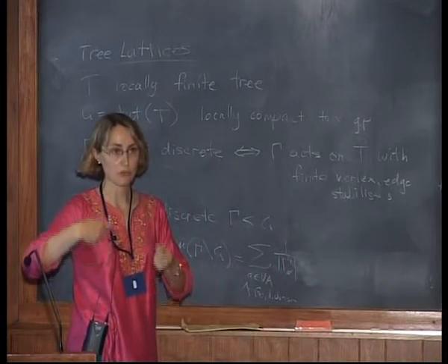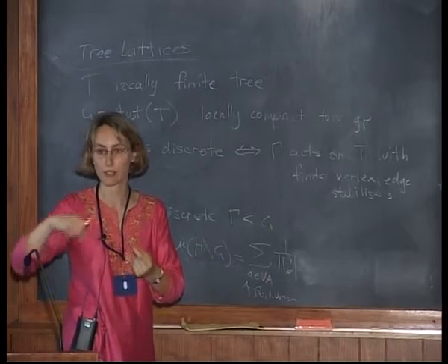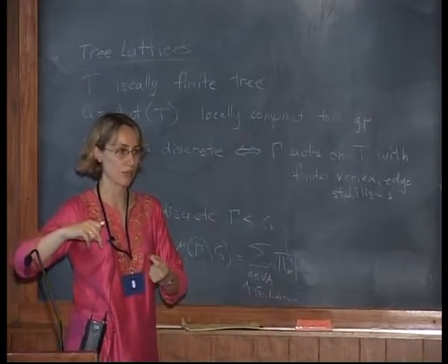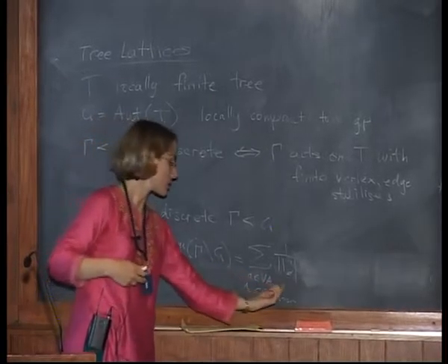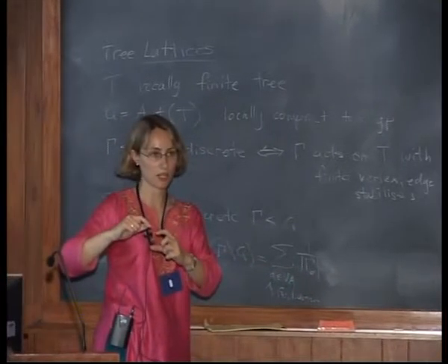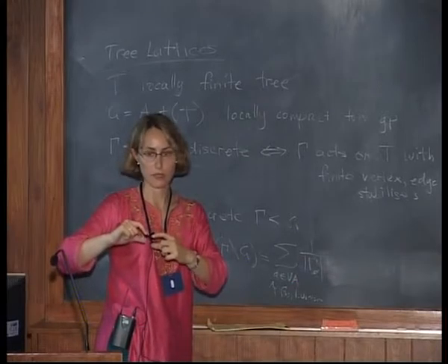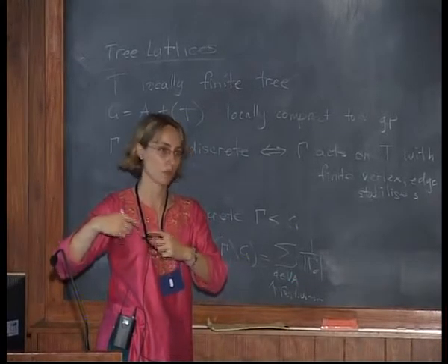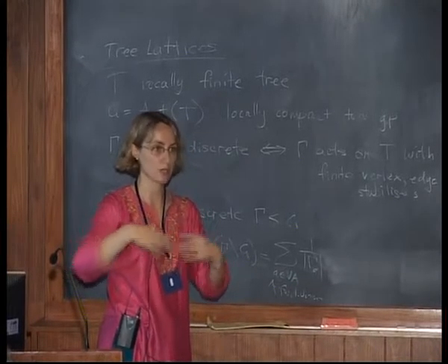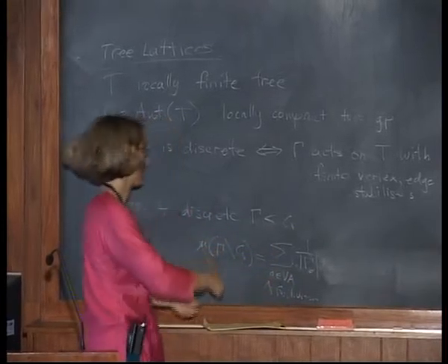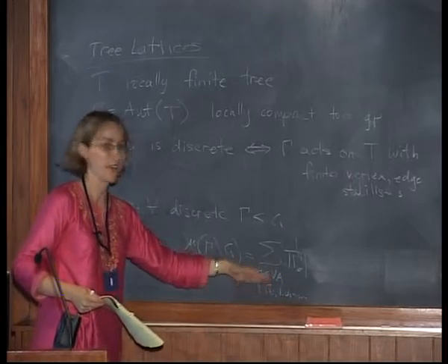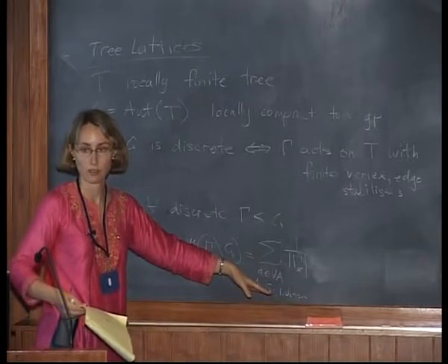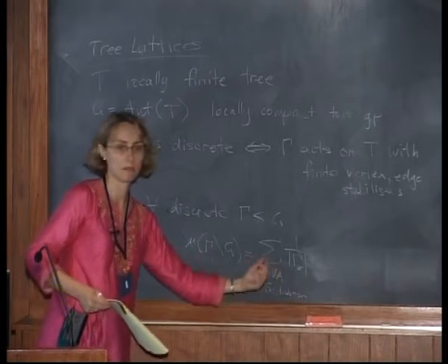Now, if gamma was acting freely, what this would be doing is just counting the number of vertices in the fundamental domain. But if gamma is acting with torsion, what this is doing is weighting each vertex by 1 over the order of its stabilizer. If you may be familiar with Euler characteristic, this is the same sort of calculation. So this may or may not converge. It converges exactly when gamma is a lattice.